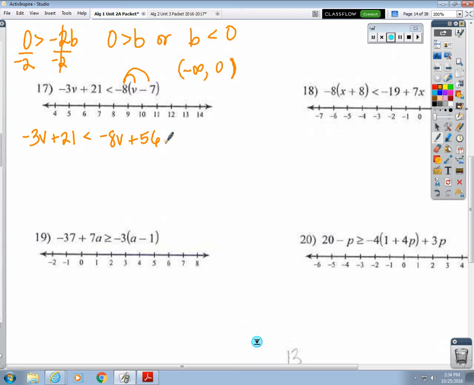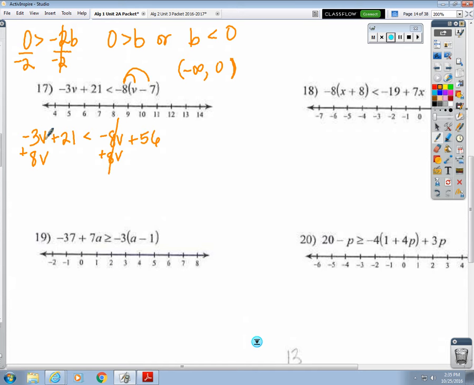Okay, at this point, there could be 4 different ways that you could work this. You could start by adding the 3b over here, or you could decide to add the 8b over there. Or you could subtract the 21, or you could subtract the 56. What side of the problem do we like the letter to end up on? The left. So doesn't that mean we should add the 8b over to the left side?